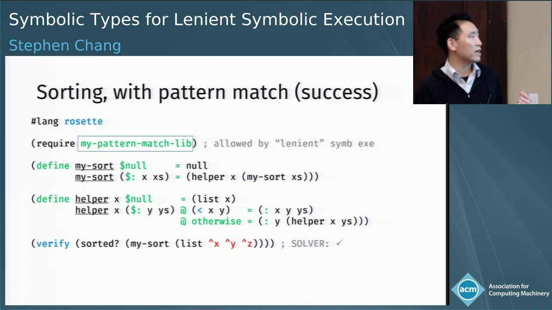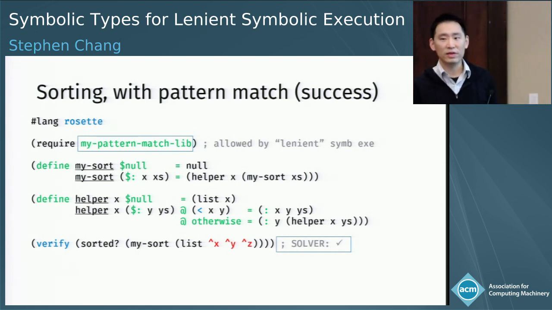So if it sees an empty list, it returns the empty list. If it sees a non-empty list, then it calls the second helper function, and the second helper function is structured similarly. It also uses some guard cases. But the important part is that even though I've pulled in this new feature, the solver is still happy and still confirms that my algorithm is correct.